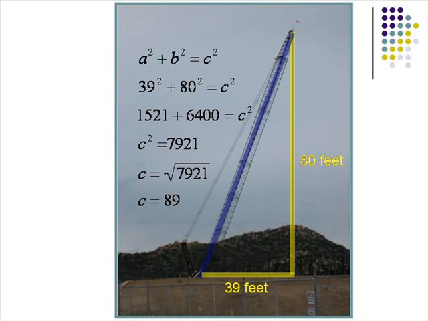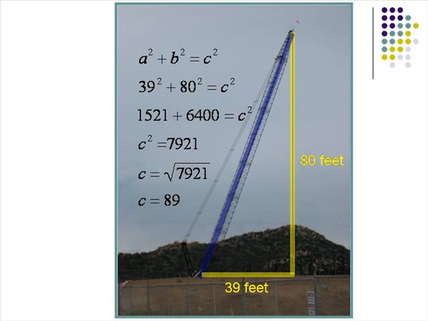We know that a squared plus b squared equals c squared when we're looking at a right triangle. A will equal 39 and b will equal 80 feet. So 39 squared plus 80 squared will equal our hypotenuse squared. When we solve for 39 squared, we get 1,521, and 80 squared is going to be 6,400.